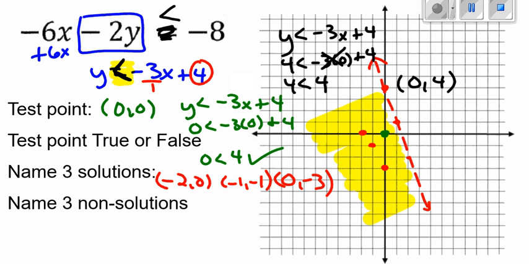So before, when we had this little thing going on, it was okay to use 4, but when that's not there, you can't use 4. So no points on the line are going to be solutions. All right, name 3 non-solutions.